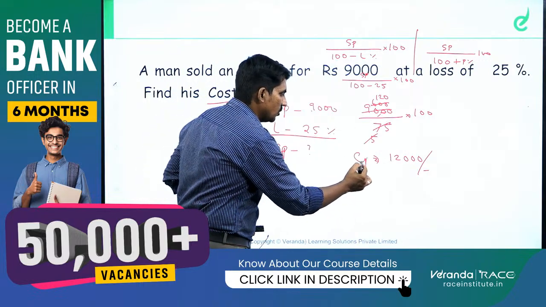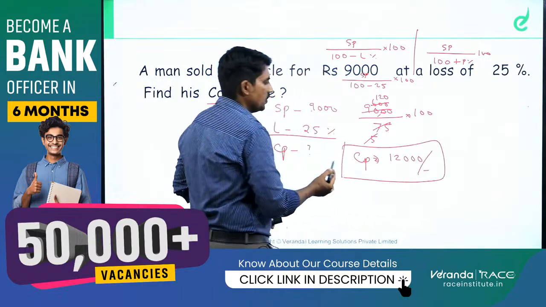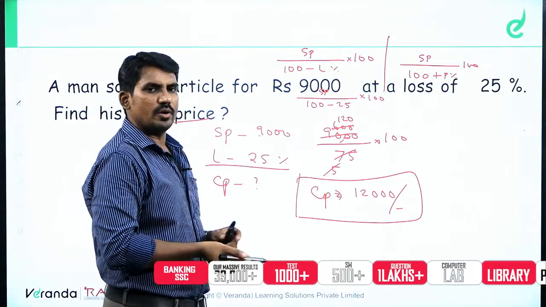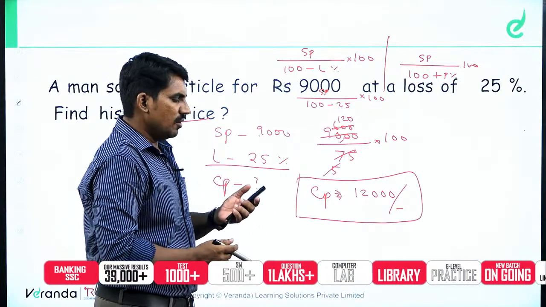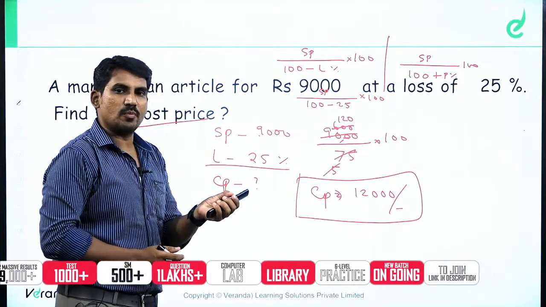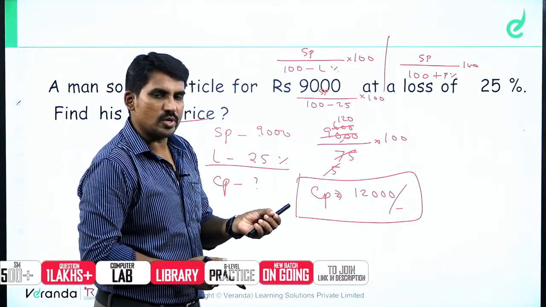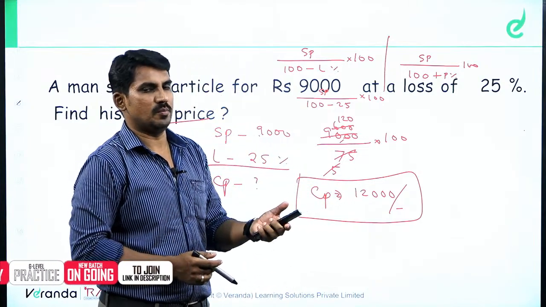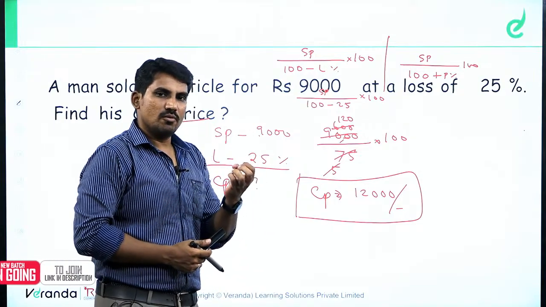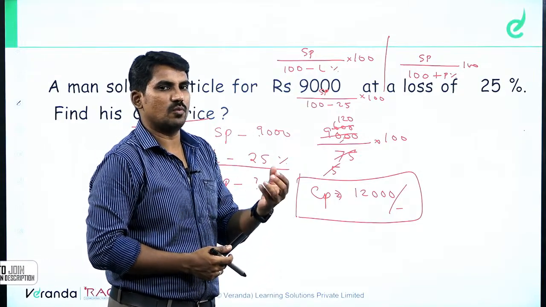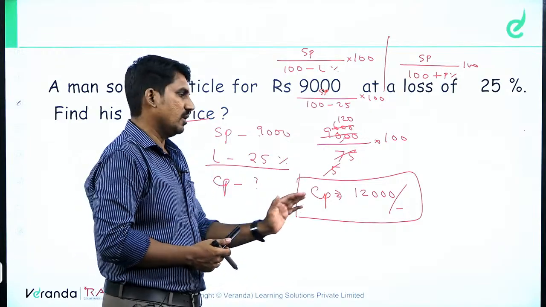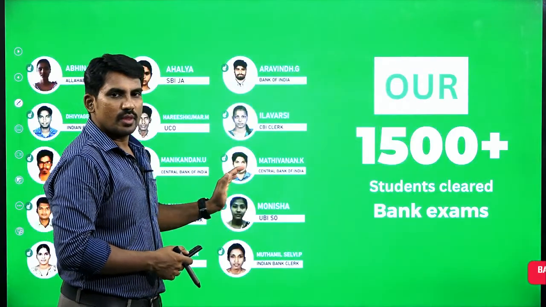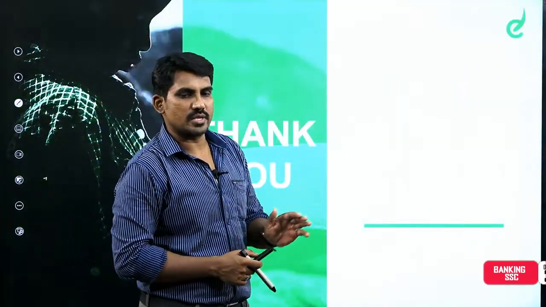Therefore CP is 12,000 rupees. Clear? Here is how we can do mind calculation: from a value, 25% is reduced, therefore 75% is actually 9,000. What is 100%? That is, 3 by 4 of a value is 9,000. What is the full portion, 4? What is the value? Like that we can do mind calculation. Clear with the questions, right?